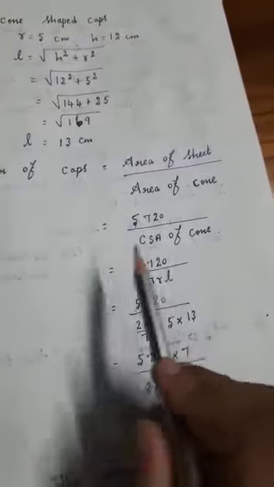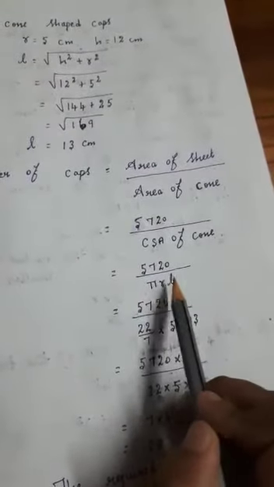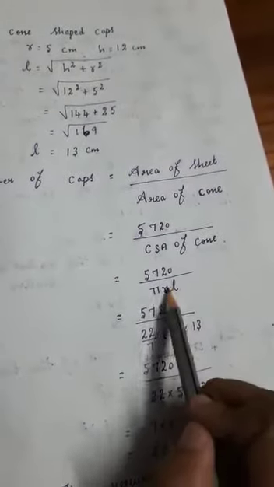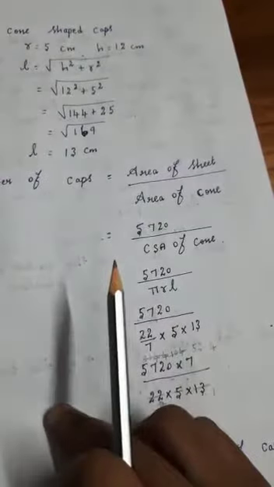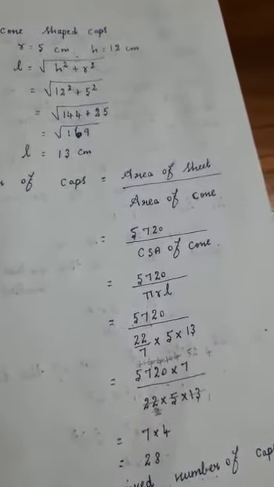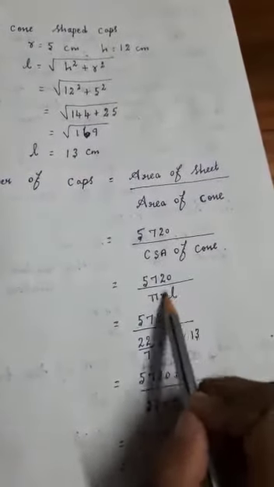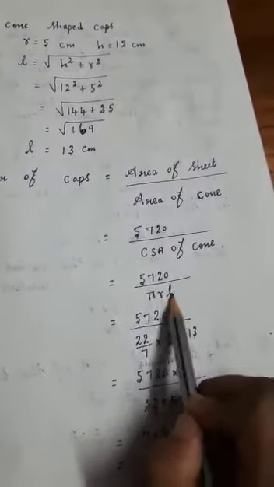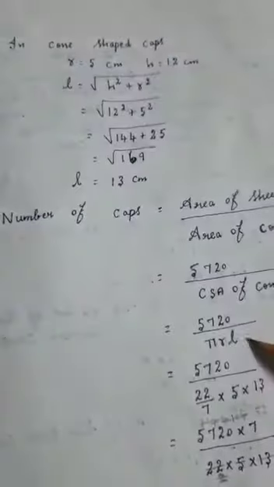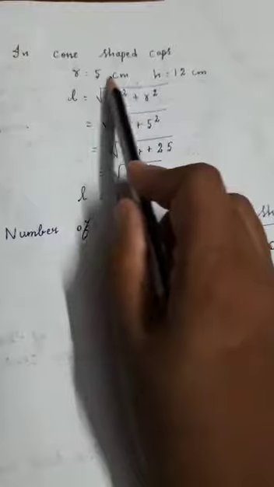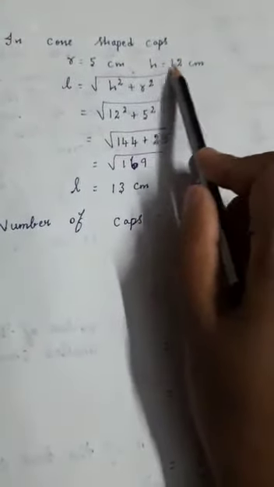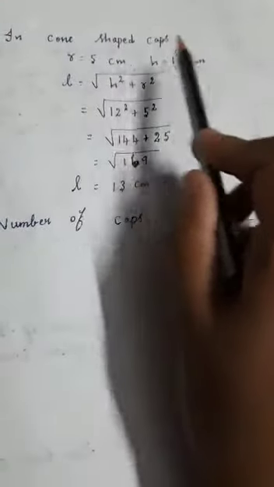CSA of a cone formula, what is it? Pi r L. Here the pi value you know, the r value you know, but L is the slant height. The height value is given, but the slant height we need to find out. If you know the radius and the height, you can apply the slant height formula. The radius is given as 5 centimeter, and the height is 12 centimeter.